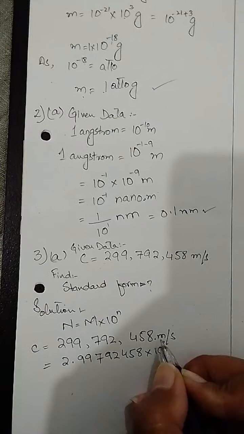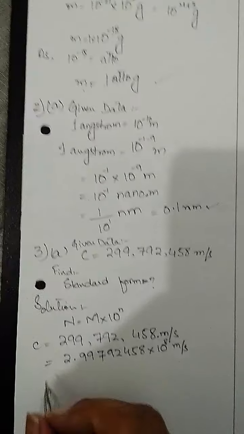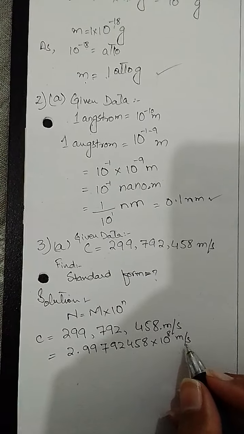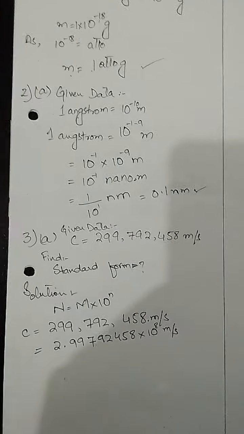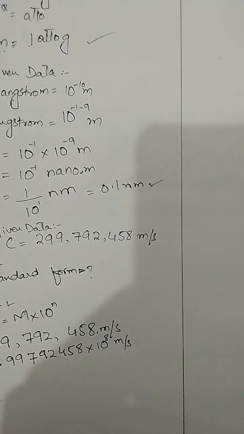As we go to the left, we have to write the positive power. It will become meters per second, right? So this becomes your answer in standard form. This is your answer for the speed of light in standard form, right?